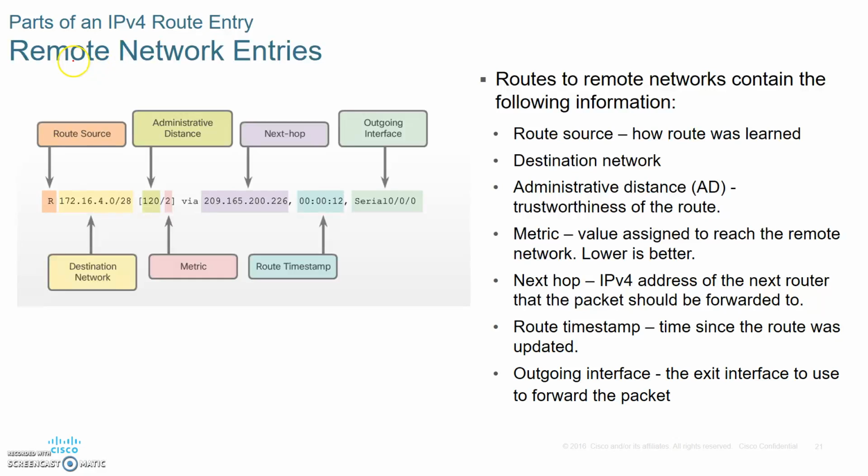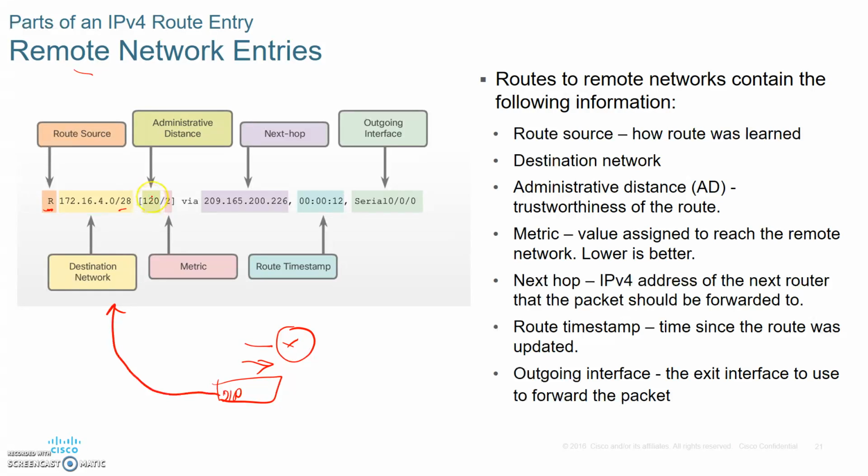Let's look at the remote network. In this example, we use RIP as the routing source. Because we learned this through RIP, R is shown first in the routing table, followed by the destination network. This network is 172.16.4.0/28, so this will be the subnet mask. This tells the router, if it receives a packet and the destination IP address of the packet happens to be inside this network, then this route will be a match. The router will know how to process this packet.